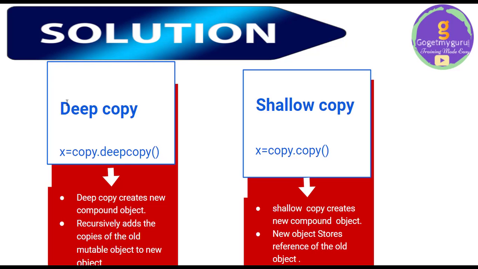So the major difference between these two is deep copy does not copy references. Instead, it recursively adds the old elements of the list to the new object. Whereas shallow copy will create a new object but it copies references, not values, so that any changes made in the old list will be reflected in the new list. Let's move on to the next question.